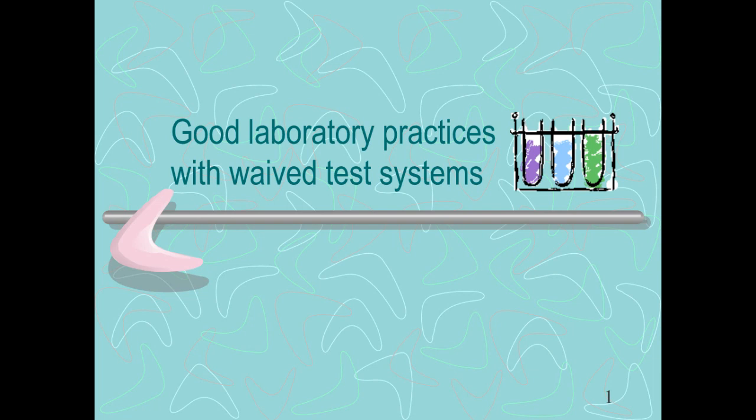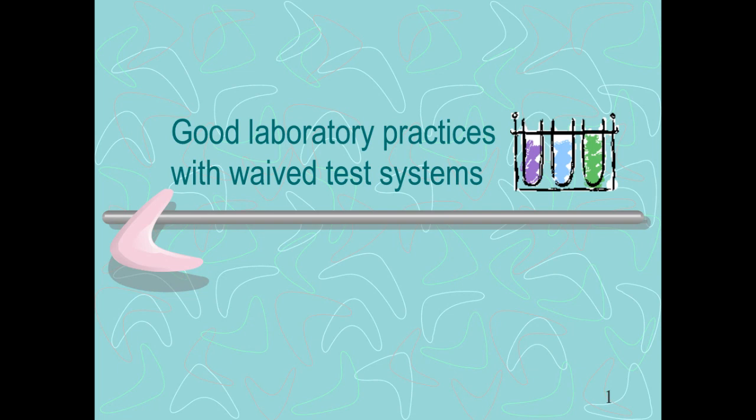CLIA waived testing is a simple laboratory test or procedure that the FDA feels can be done in a doctor's office using predetermined equipment. So the FDA says, okay, you can do CLIA waived testing with this specific equipment in an ambulatory setting, which would be your doctor's office. They may be performed by medical assistants once they're trained to do it, and lots of times these are performed daily.